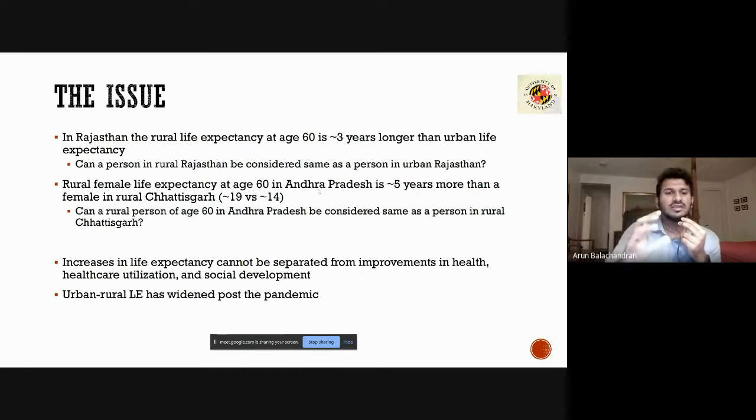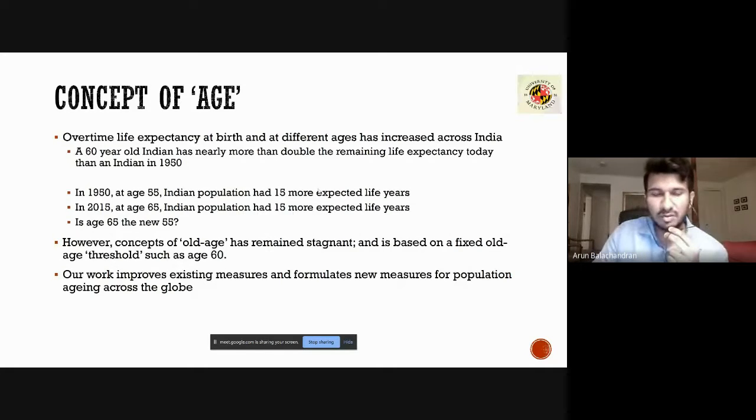It also means increases in life expectancy really cannot be separated from improvements in healthcare utilization or social development. So improvements in life expectancy are kind of an outcome variable which are often associated with improvements in healthcare utilization, etc. And during the pandemic, we saw literature which actually showed that the rural urban life expectancy gap widened during the pandemic. That also means that it's going to be more different for the rural and urban counterparts, rural elderly across states in India. And that's where I want to bring this idea that I worked on during my PhD about this concept of age, which is, does old age or age mean the same across spaces and across populations?